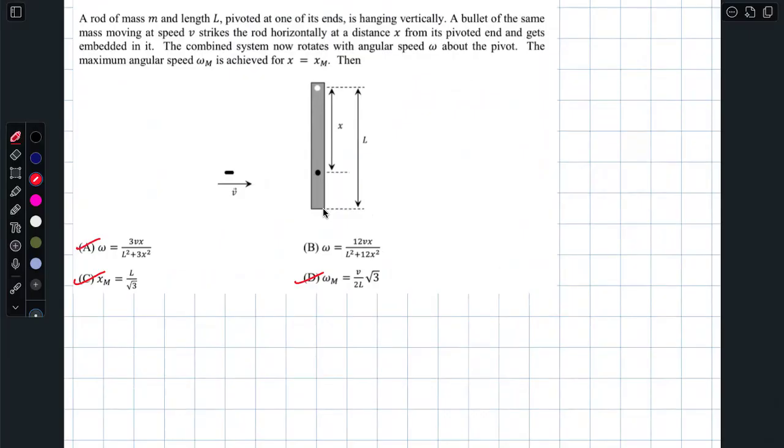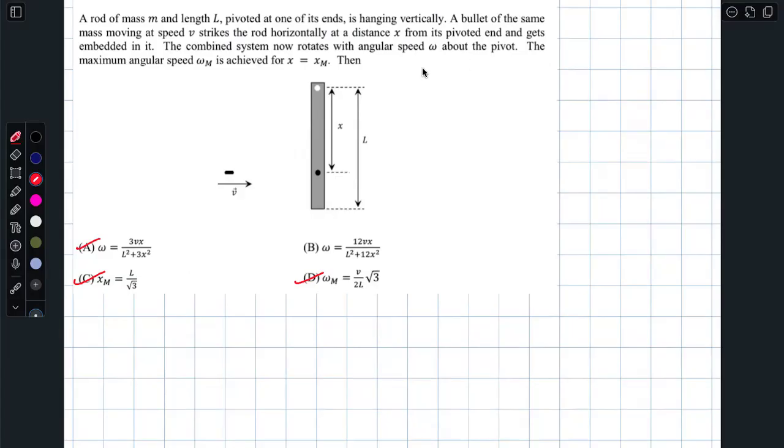Rod of mass m and length L pivoted at one of its ends is hanging vertically. A bullet of the same mass moving at speed v strikes the rod horizontally at a distance x from its pivoted end and gets embedded in it. The combined system now rotates with angular speed omega about the pivot. The maximum angular speed omega m is achieved for... First of all, this is a fixed axis system, so you cannot conserve linear momentum.